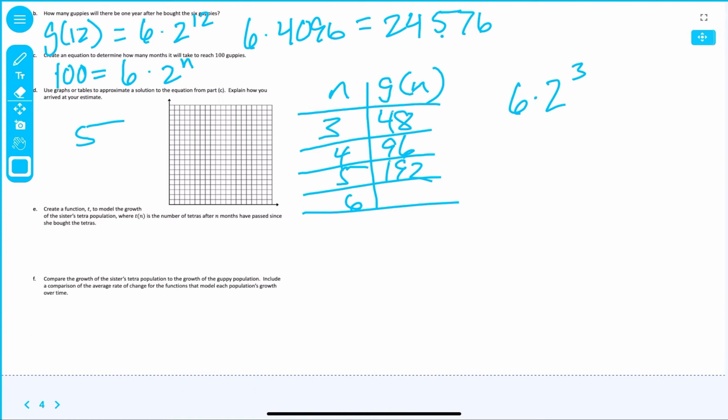E says, create a function T to model the growth of the sister's tetra population, where T of n is the number of tetras after n months have passed since she bought. Okay. So what did she do?